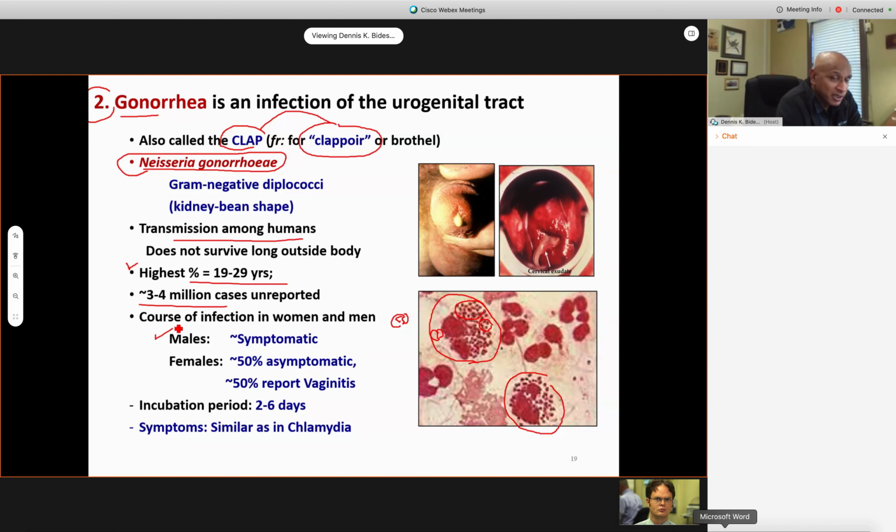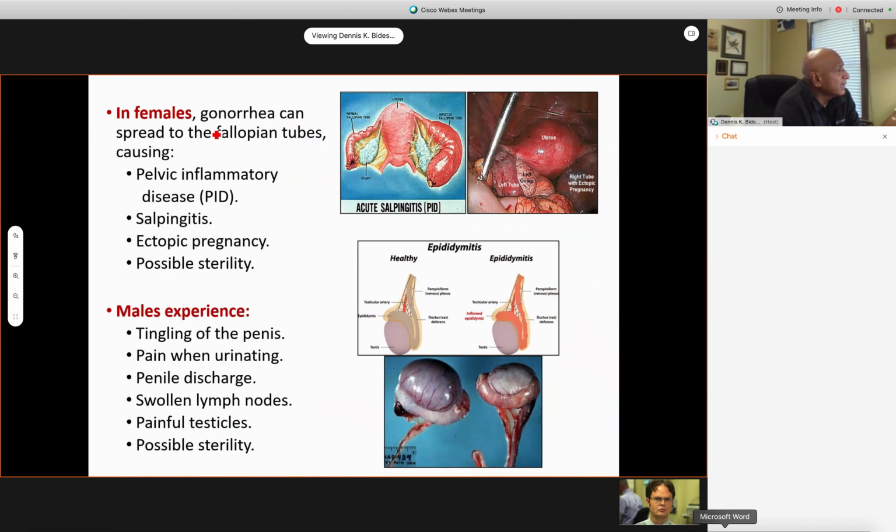So males tend to be more symptomatic than females, again, because they have external structures. For females, it's about 50% asymptomatic and 50% report some symptoms initially, vaginitis, inflammation of the vaginal canal. Okay, so in females, again, we have things that you can expect, just like we saw for chlamydia. If this is not taken care of, the organisms can keep growing all the way to the fallopian tube. Remember that salpingitis, right? You can have pelvic inflammatory disease where the internal structures are infected. That can lead to ectopic pregnancies, as we saw before, and possible sterility.